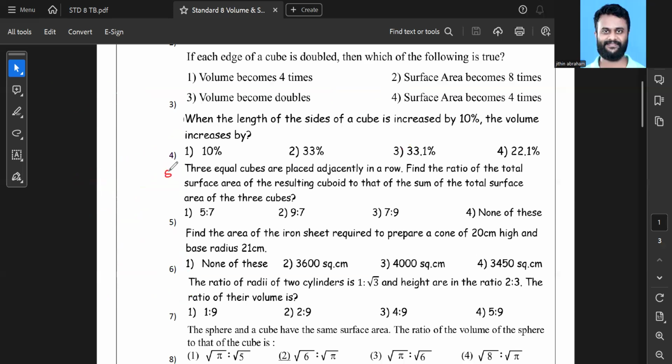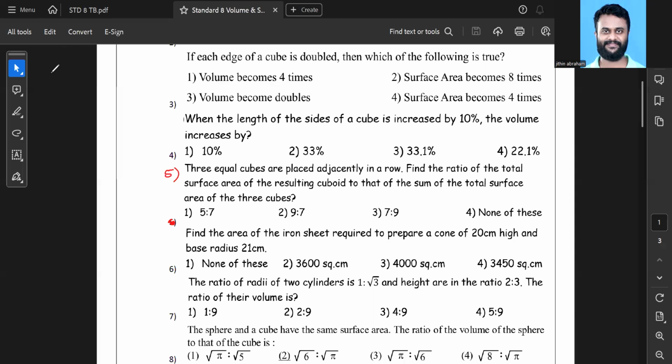Fifth question. Three equal cubes are placed adjacently in a row. Find the ratio of the total surface area of the resulting cuboid to that of the sum of the total surface area of the three cubes. Now, let me say each cube's side is A. You consider A, you consider S, whichever you find comfortable.